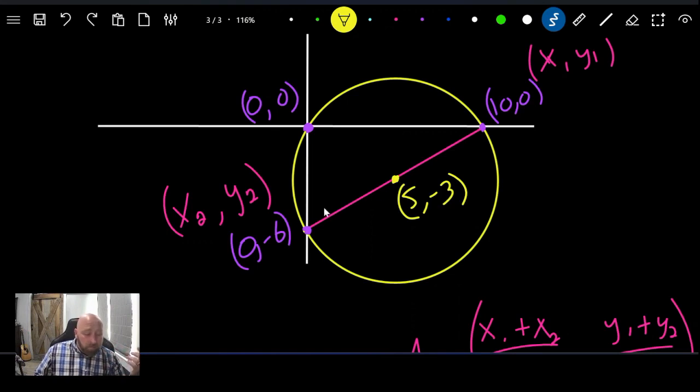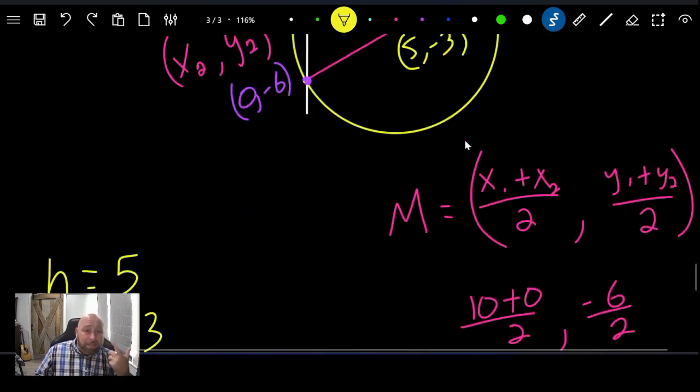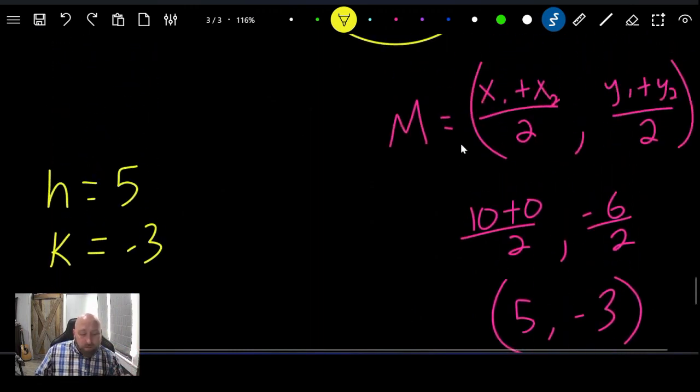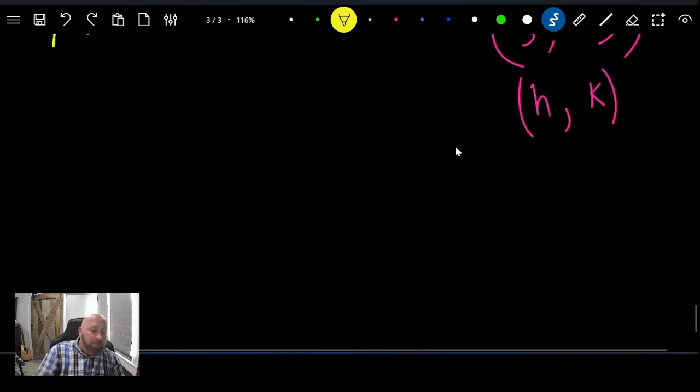Either way, you can go from here to the -6, 0, or the 0, -6 point over here, or you can go from the center point to the 10, 0 point. It doesn't matter which way you go, the distance is going to be the same. We need the distance formula. So we just used the midpoint formula, now we need the distance formula.